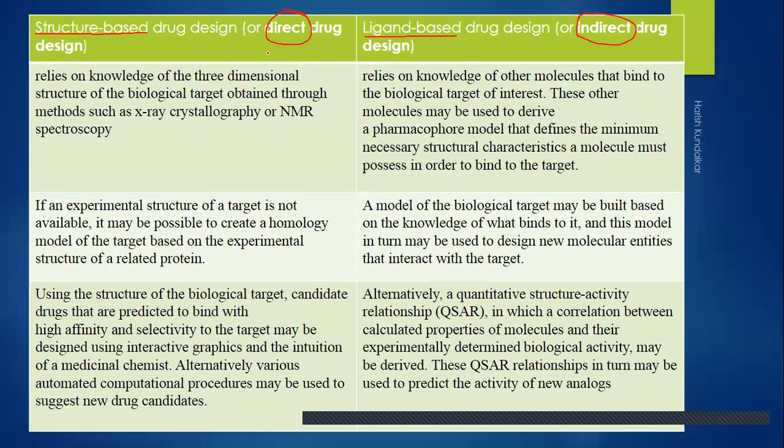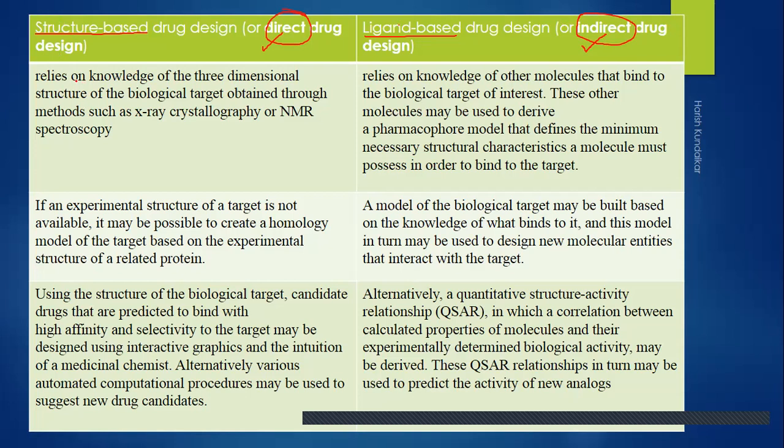So the difference is that in structure-based drug design, as the name suggests, we are directly involved in the design of ligands for binding to the receptor structure that is known. Whereas in ligand-based drug design, we indirectly design the molecules or ligands which are going to bind to the specified receptor, which does not have its structure known. Okay, so the structure of the receptor is unknown here, in ligand-based drug design.